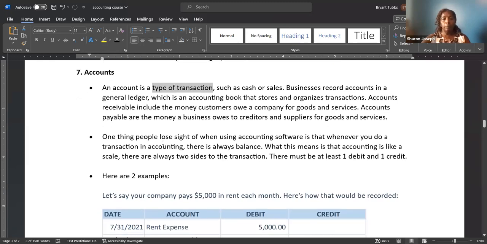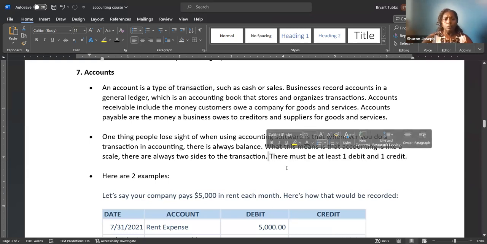This is a good time for me to point out one thing a person loses sight of when you use accounting software: whenever you do a transaction, there is always a balance. That means that there's always two sides of a transaction. There must always be one debit and one credit. When we're talking about balancing the accounting equation and about debits and credits, we talk about T accounts.